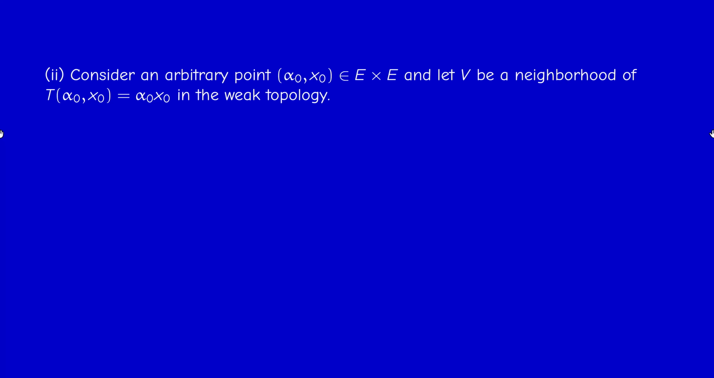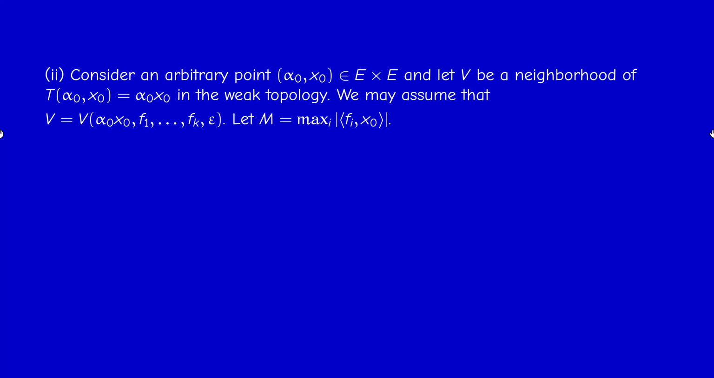The proof of the continuity of the second operator is a little bit more tricky. But the same strategy: we take a weak neighborhood V of the image of a certain point, alpha 0 x0, and we have to find a neighborhood of alpha 0, x0 whose image under T is contained in V. Same strategy. So I take M to be the biggest of these real numbers, the absolute value of fi of x0. There are finitely many such numbers, I go from 1 to k.